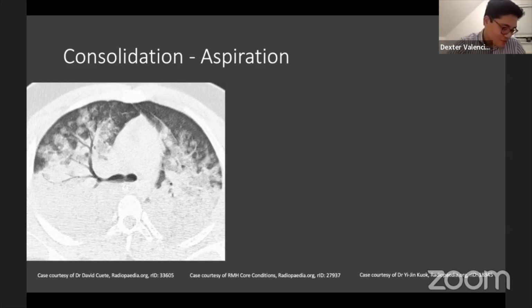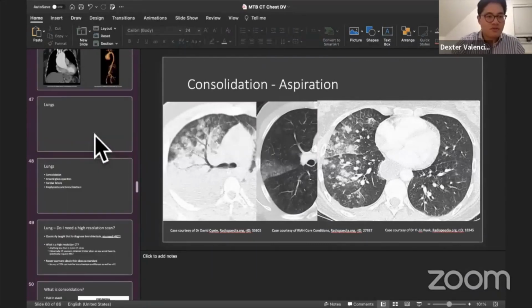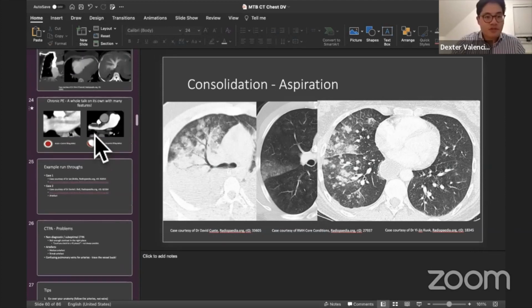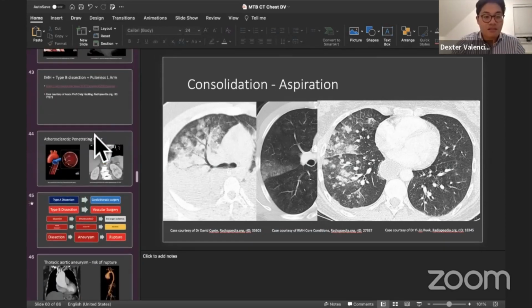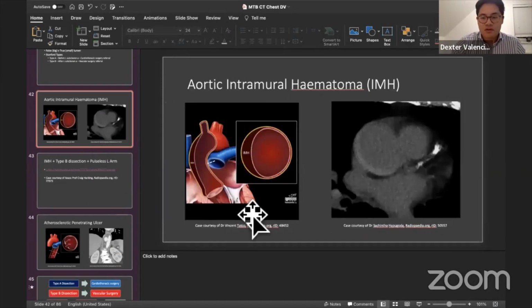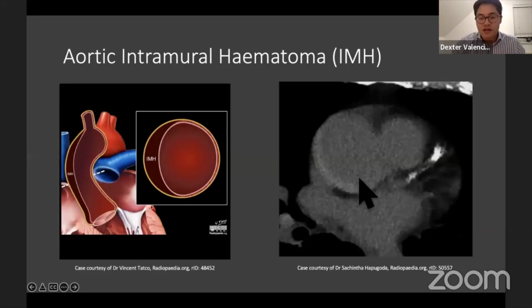How to differentiate between intramural hematoma and aortic dissection on axial aortic view. So let's go. For intramural hematoma, you need an unenhanced CT scan. To diagnose intramural hematoma, you need an unenhanced scan just to show you this.